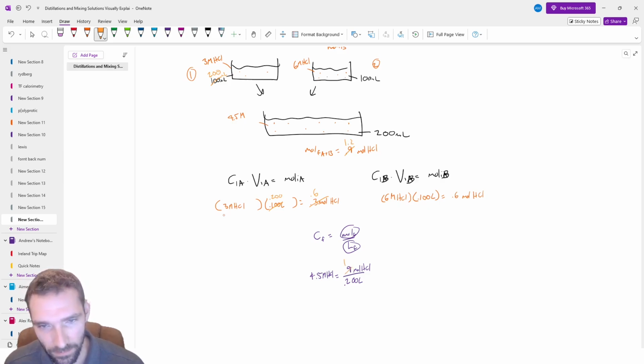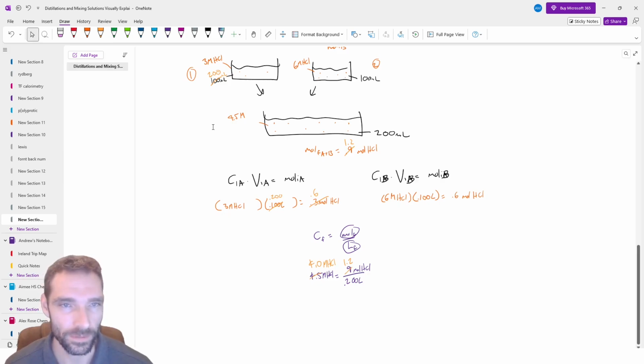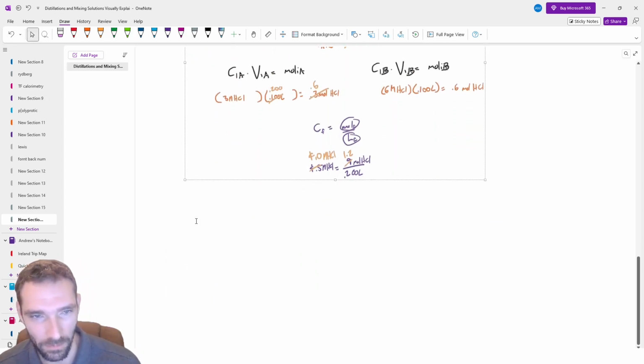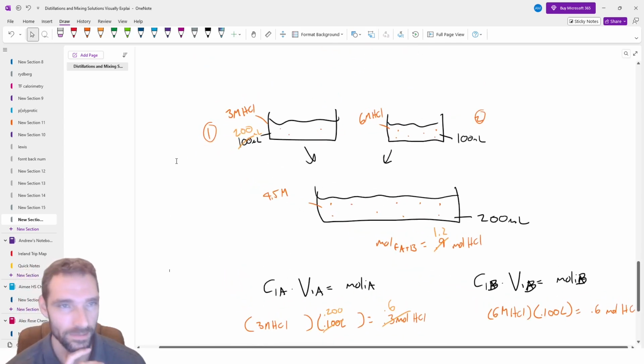So our number ends up being slightly different. So you've got that 1.2 divided by 0.2. This is going to be 4.0 molarity of HCl. In other words, if you have more of a certain concentration, it kind of brings down the average closer to that number. So if we have a ton of this 3 molar solution, then we're going to be much closer to that concentration in the end with the math.